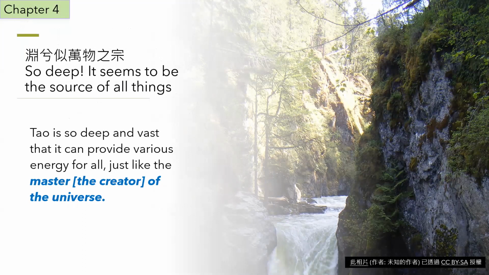Here the text reads like this: Tao is so deep and vast that it can provide various energy for all, just like the master, the creator of the universe. Here, the creator is not a deity. Creator means the profound source, Tao. The picture shows us the source of a river hidden in a remote mountain, so quiet, so profound, and never exhausted because it has its source. While Tao is the master of the universe, a great saint or sage's true self, true nature is the master of his own universe.